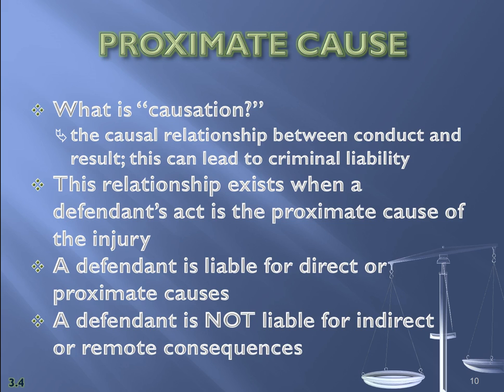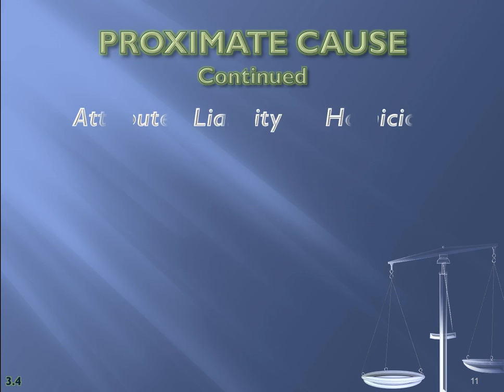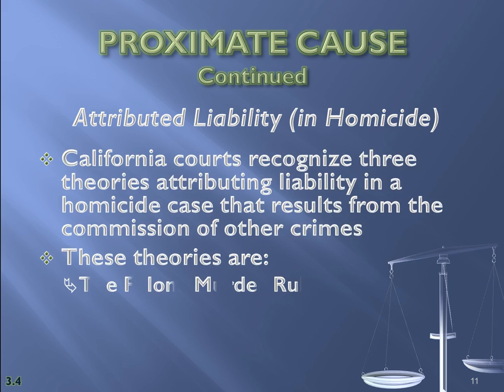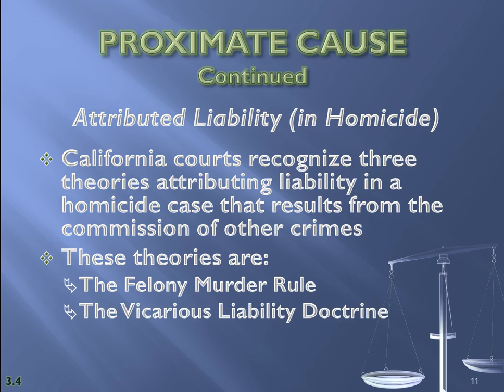And this relationship will exist when a person's act is that proximate cause of the injury. A defendant is liable for direct or proximate causes. A defendant is not liable for indirect or remote consequences. So I hope that kind of makes it a little bit easier to understand. So let's look at this interesting thing still under proximate cause, and we're going to talk about attributed liability in homicide.